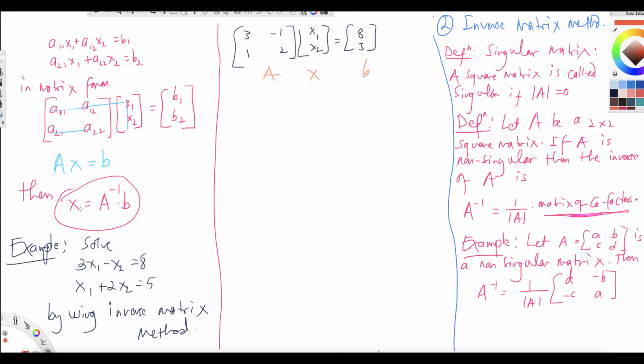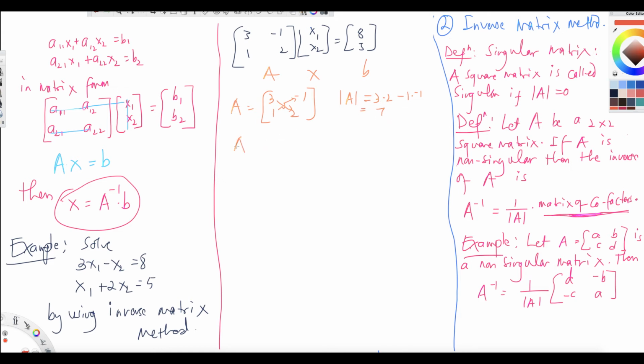Now, what does it say? It says that X equals A inverse times B. We need to find A inverse. Here A is 3, -1, 1, 2, right? So how do I find A inverse? We need to find the determinant of A first. That will be 3 times 2 minus 1 times -1, because this will be the positive multiplication and this will be the negative multiplication. So what do you get? It will be 7. So the determinant of A is 7.